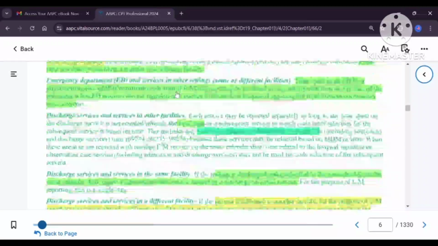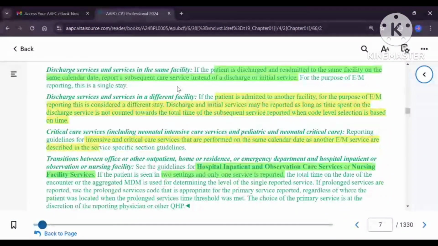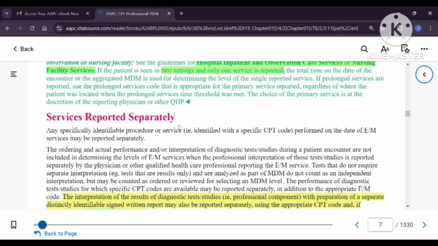So this is about multiple services on a single day. Whenever a patient is getting admitted in the hospital, we have to report inpatient services, and under that we have to check whether it is initial or subsequent. And on the last date, or the date of discharge, we have to report the discharge services code. That is mentioned in these discharge services.